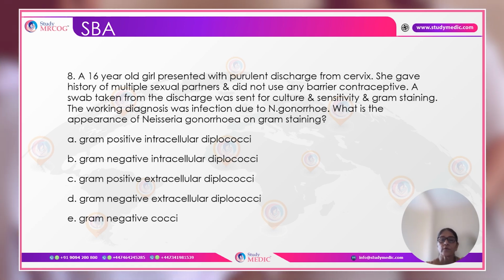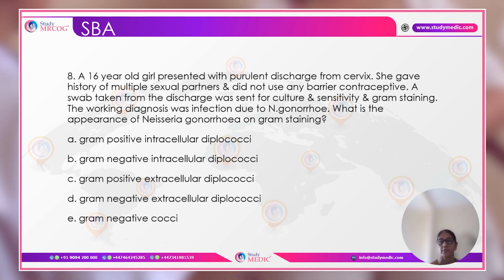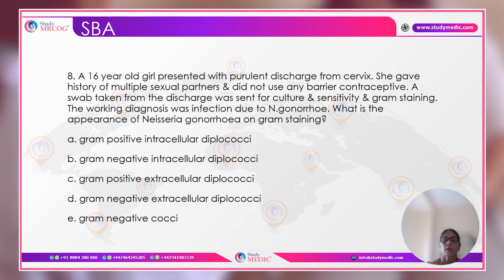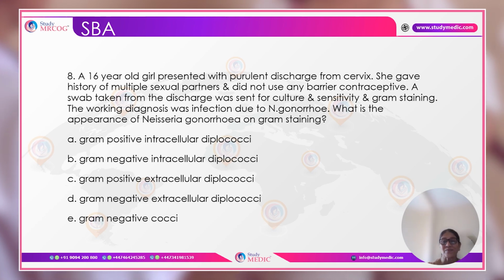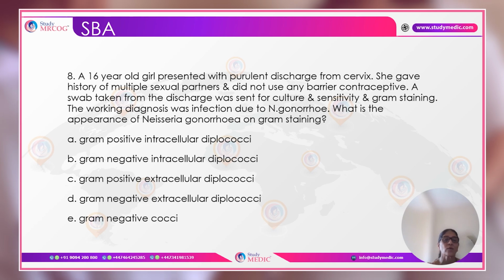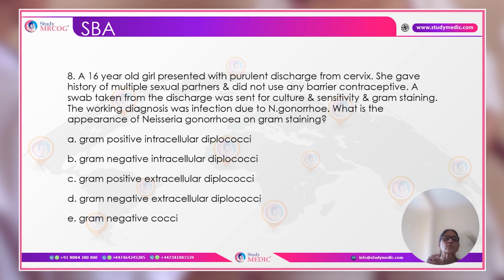So the working diagnosis was Neisseria gonorrhoeae. Now, how do these Neisseria gonorrhoeae appear on gram staining? Are they gram positive intracellular diplococci, or are they gram negative intracellular diplococci? Are they gram positive extracellular diplococci, or are they gram negative extracellular diplococci, or are they gram negative cocci only? Remember, this is something that has to come to your mind immediately.